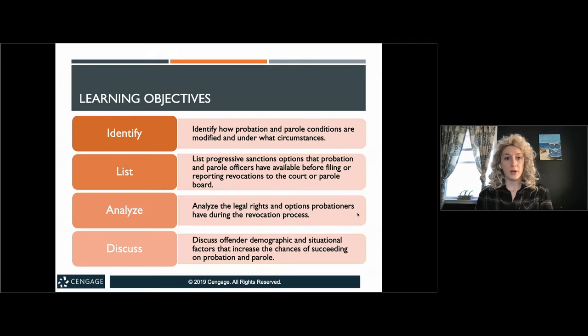So let's dive in. Our learning objectives for this lesson are that by the end, you should be able to identify how probation and parole conditions are modified and under what circumstances they are modified, as well as list the progressive sanction options that a probation and parole officer has available to them before they decide to file a revocation report with the courts or the parole board. Analyze the legal rights and options that probationers have during the revocation process. And finally, discuss the offender's demographic and situational factors that will increase the chances of succeeding on probation and parole.